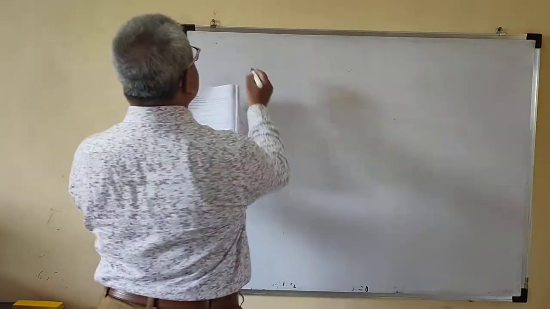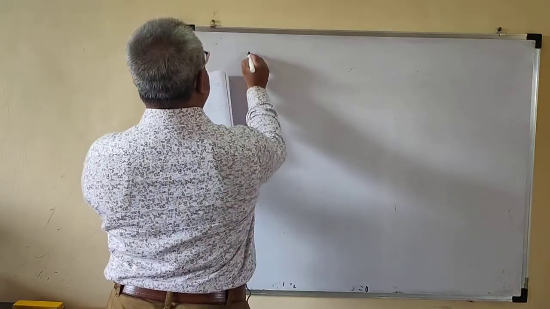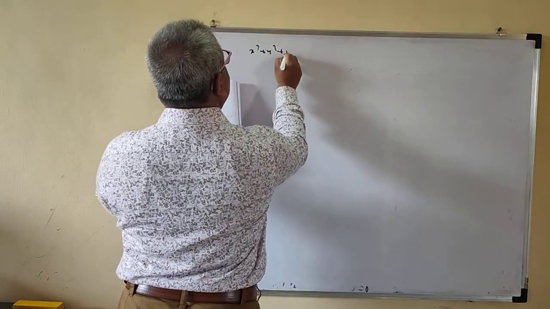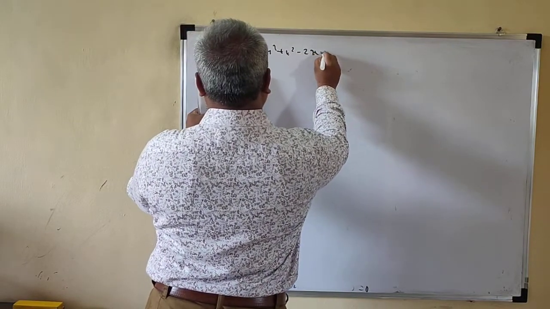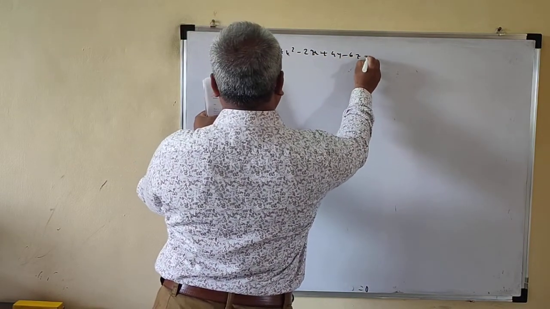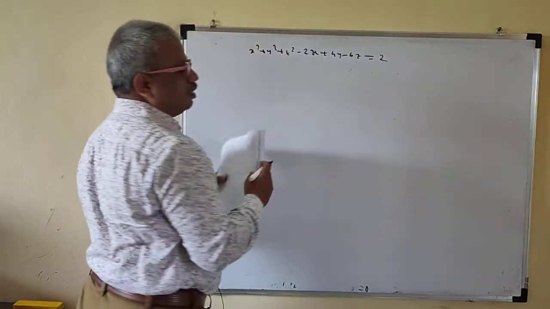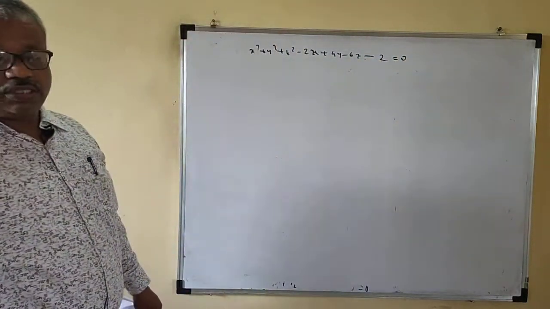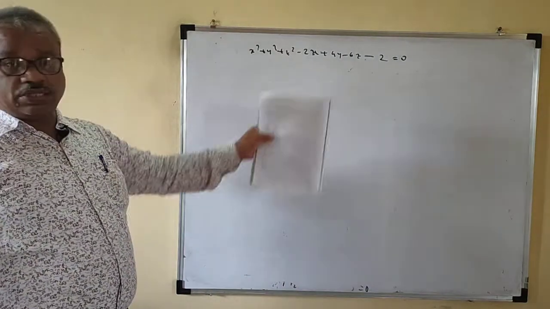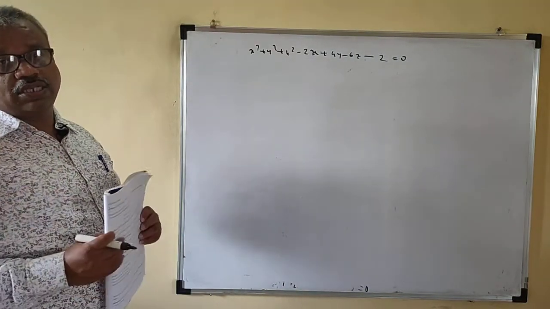Find the center and radius of the sphere x square plus y square plus z square minus 2x plus 4y minus 6z minus 2 is equal to 0. This constant is very important. The sign of the constant is very important.